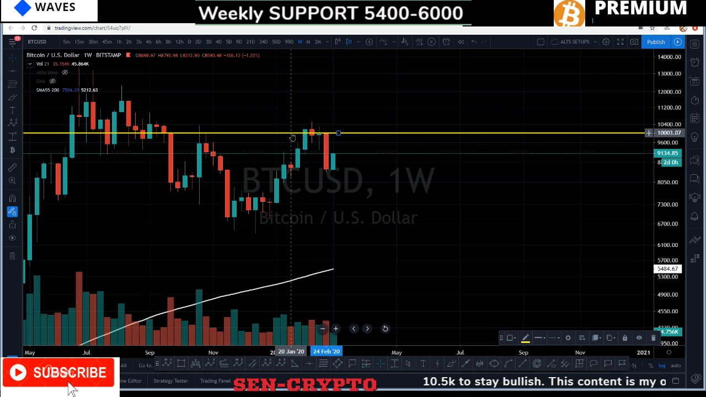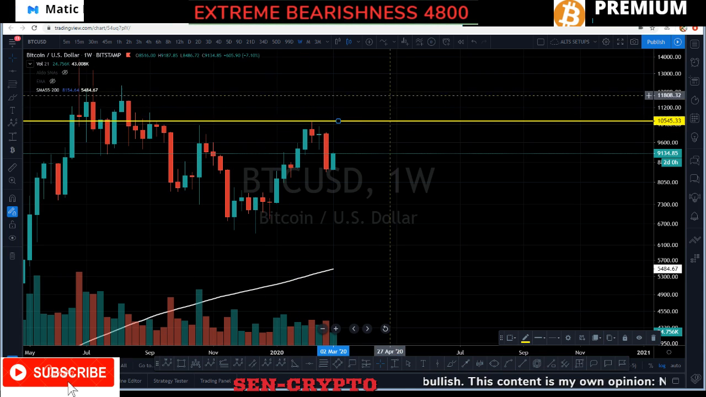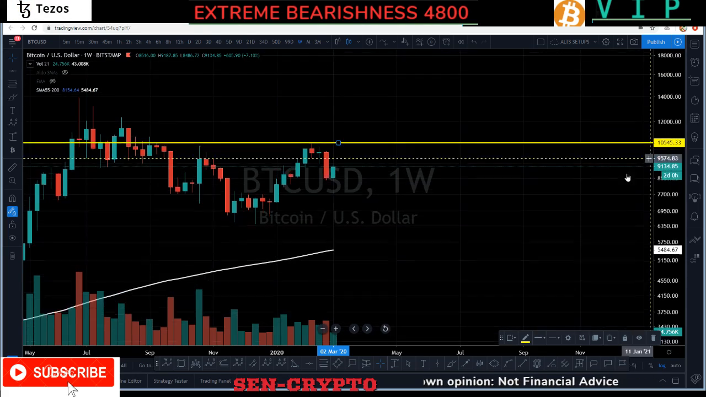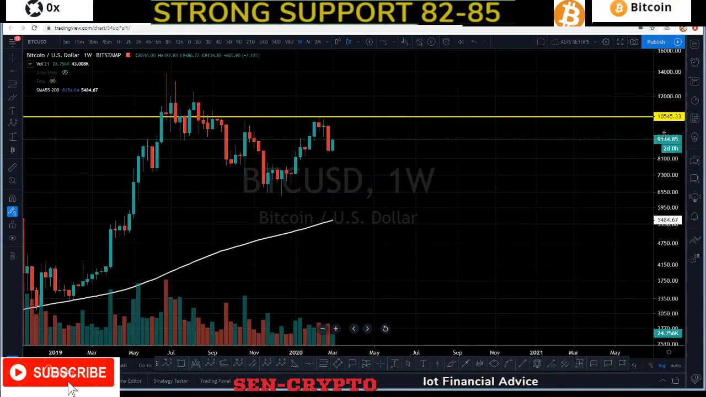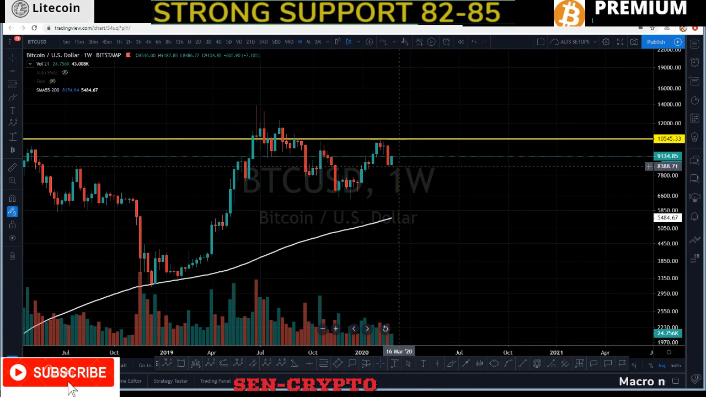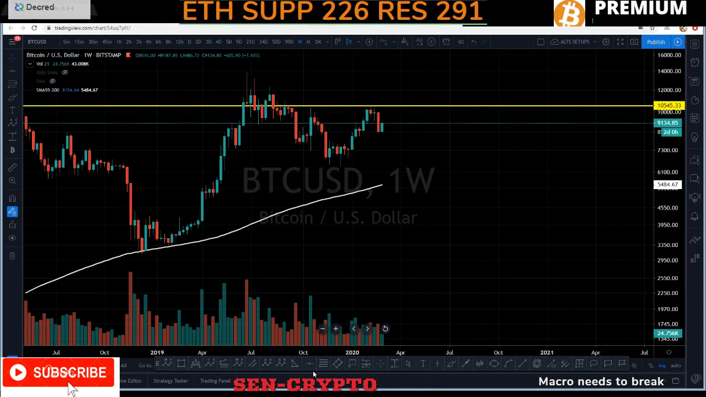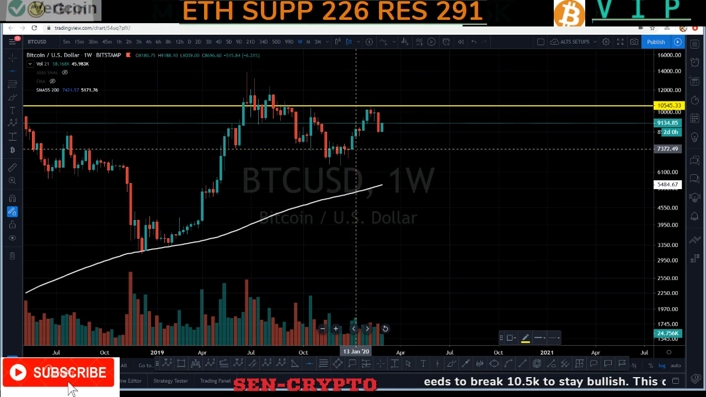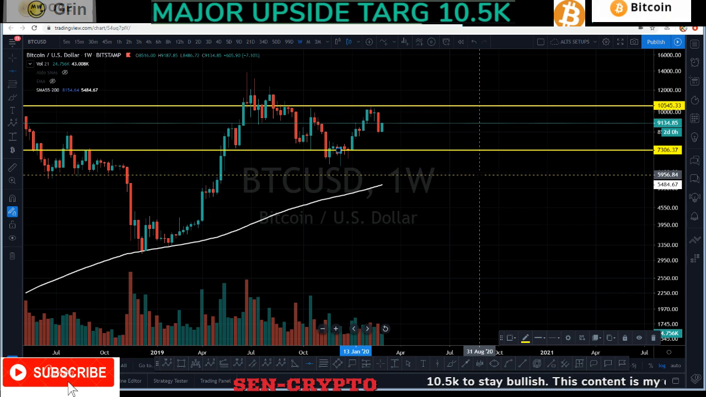As soon as we close above 10.5, I'm going to be neutral to bullish, looking for the 12k area. But for the short term, my bias is that we're going to be dropping further. This is just a correction, and we could be looking at major support just about the 7100 range. That's the next major support we could be anticipating.